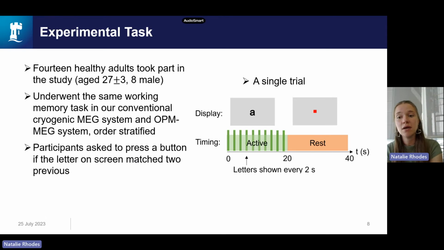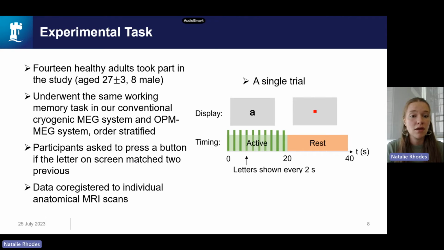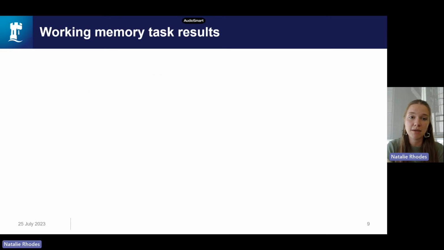And then we also had a rest period. So we did 20 seconds of this activity and then 20 seconds of rest and repeated it. And then we also took anatomical MRI scans to be able to co-register our MEG data to each individual's anatomy.